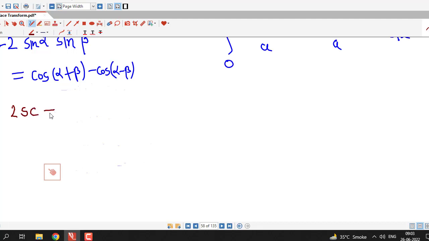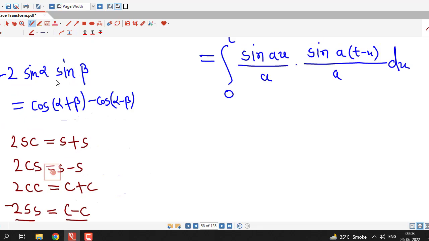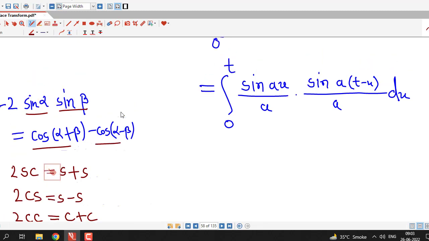2sc equal to s plus s, 2cs equal to s minus s, 2cc equal to c plus c, and minus 2ss equal to c minus c. So here we are going to use this formula, minus 2ss equal to c minus c, that is minus 2 times sin alpha sin beta equal to cosine of alpha plus beta minus cosine of alpha minus beta.